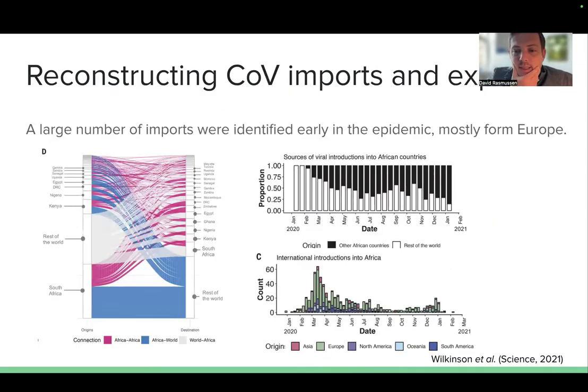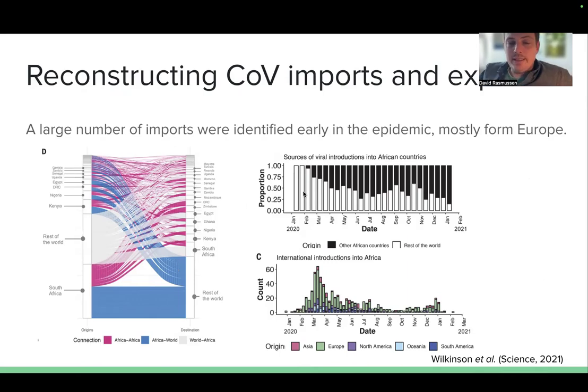And so in this analysis led by Ed Wilkinson, what we were able to do, using all of the sequence data available from Africa and the rest of the world, is quantify using phylogeographic methods how many different imports there were from any location to any other location. So here, for example, in the pink, we see how many samples moved from different African countries to other African countries, versus the blue, which shows us how often samples moved from Africa to the rest of the world.